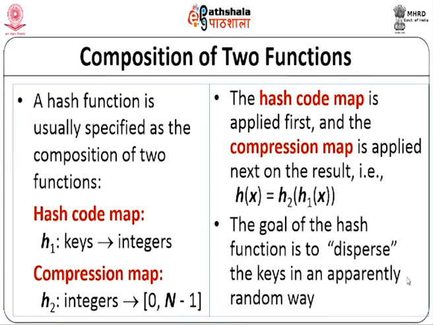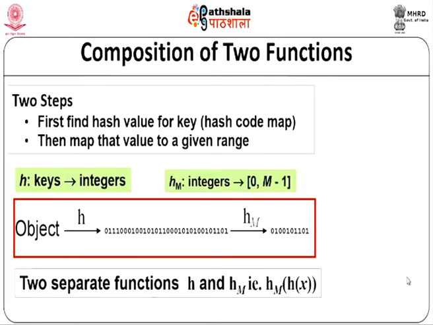The goal of the hash function is to disperse the keys in an apparently random way. Now, we are coming to the properties of the hash function. A hash function is normally a combination of hash code map and compression map. Finally, the function of the whole hash function is to disperse the keys randomly in the table. Now, we are going to define the hash functions. As we already told you, it consists of two functions. First, find the hash value or hash code and then map it onto the given range. So, you have keys to integers, and integers to the table. Two separate functions are used, called h and hm, or h1 and h2.